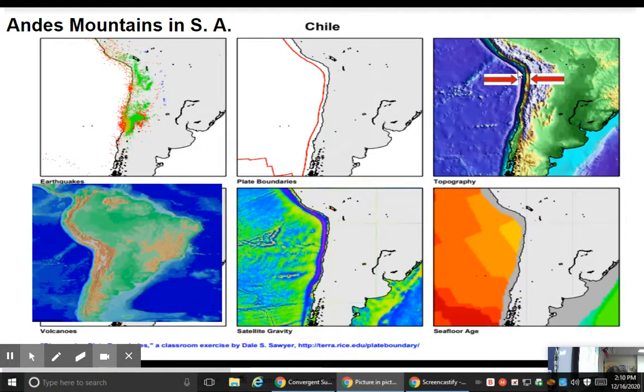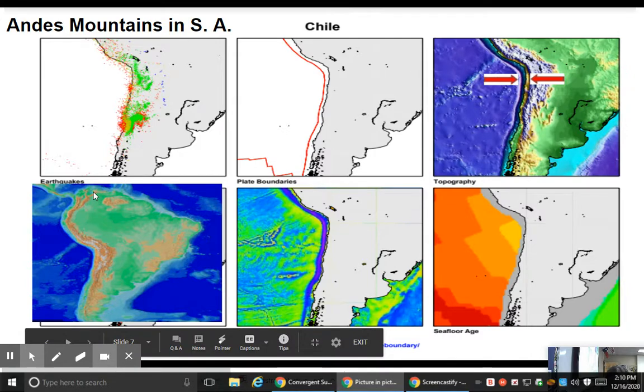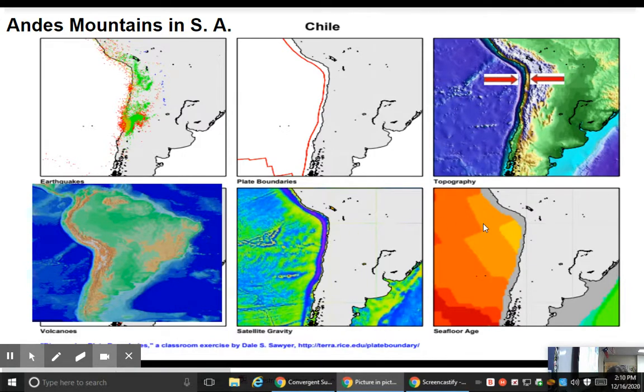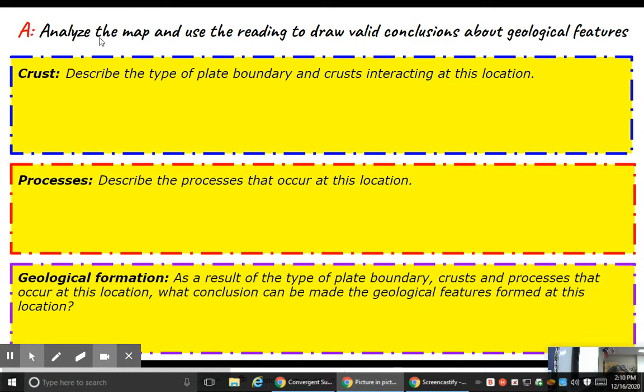Here you're seeing the plate motion and the topography. So you have the oceanic plate subducting underneath that continental plate. Okay, and here we see volcanoes and some satellite and seafloor images. So we're only going to analyze the map above about South America and the Andes Mountains, and from the reading and also the video we can draw some conclusions about that.